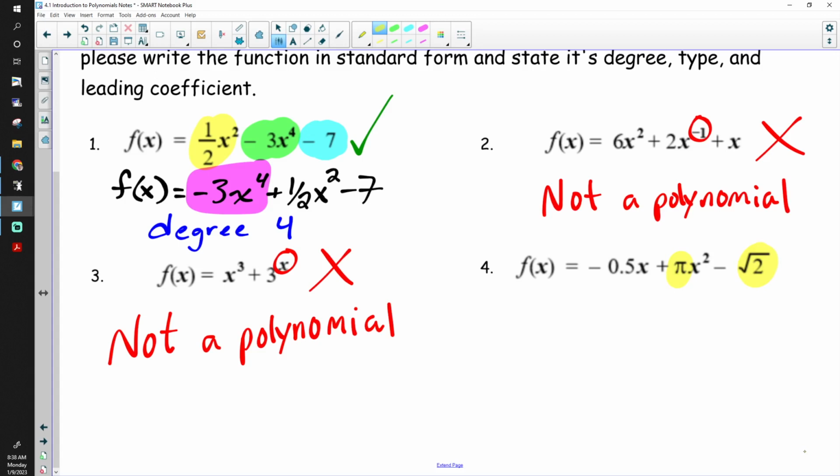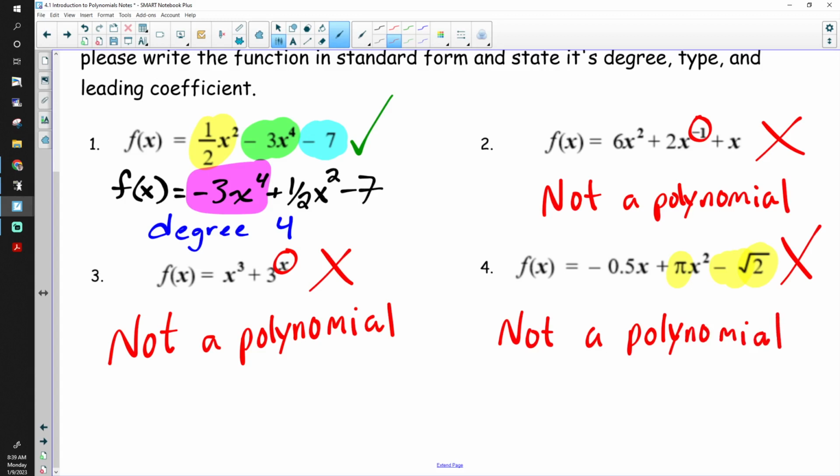Huh? But there's no negative in there. The exponents are fine. 2 and a 1, those are totally... There's no negative. Oh, it's negative square root of 2. Oh. It's on the outside. Yep. That makes more sense. So this also is not a polynomial.